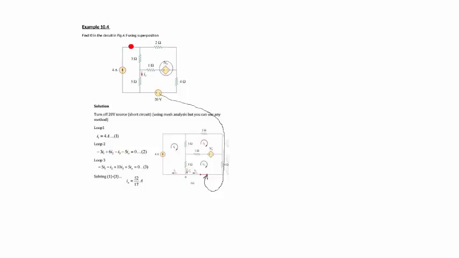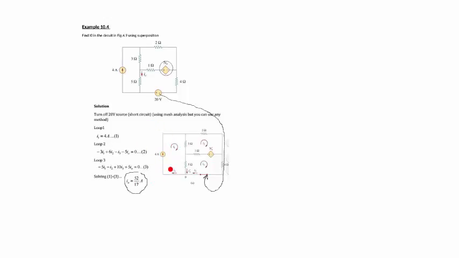And since the question is asking you to find I0, and I0 is going across the 5 ohm resistor, you get I0 as 52 upon 17 amps. Okay.